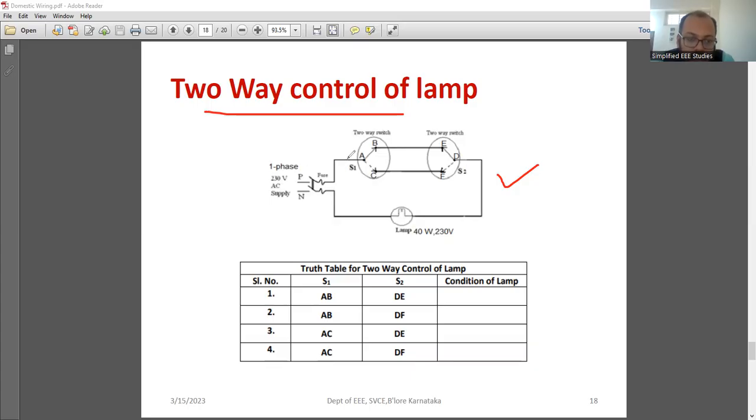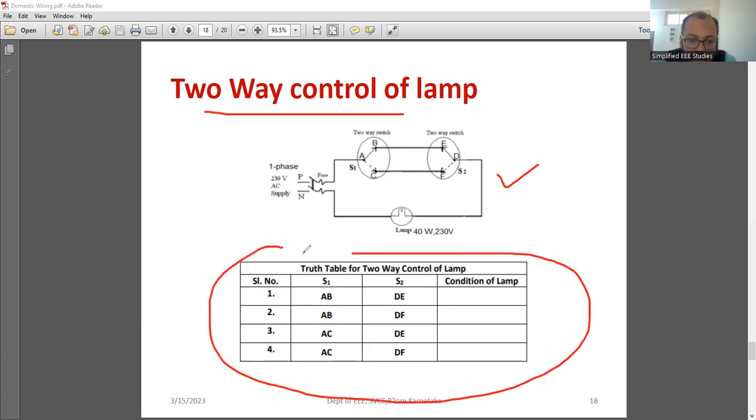So phase, neutral, that is AC supply, we are providing single phase AC supply. We have two switches at different positions, S1 and S2 respectively. And we are controlling a single lamp by using two switches at distinct positions. That is called a two-way control of lamp. How does it work? You can operate this.